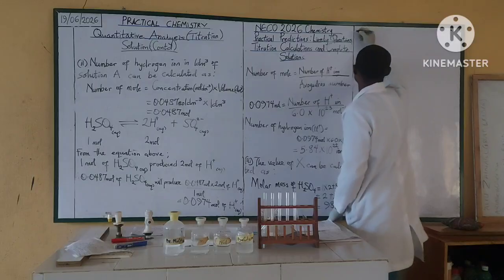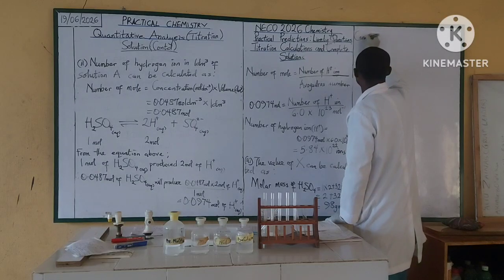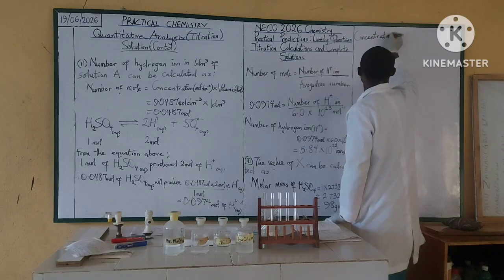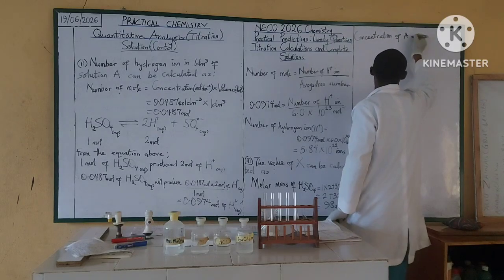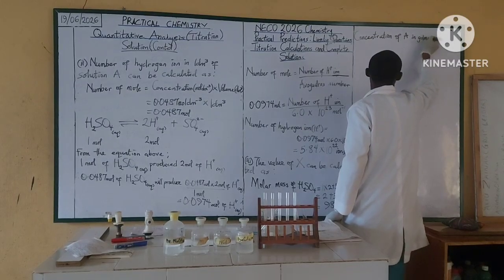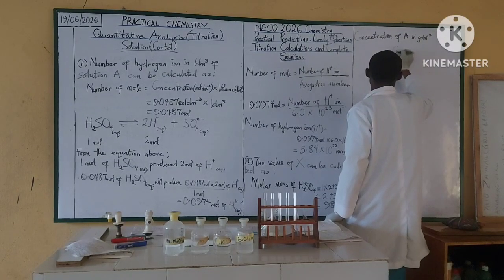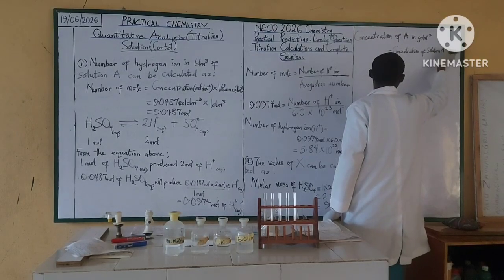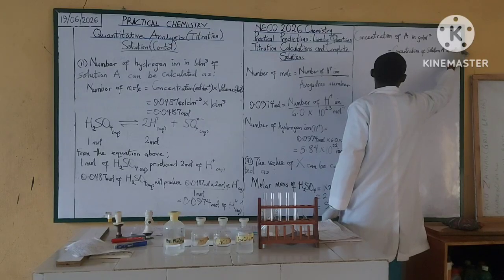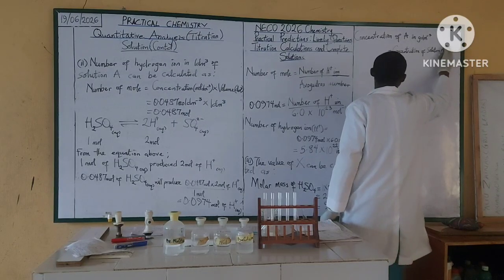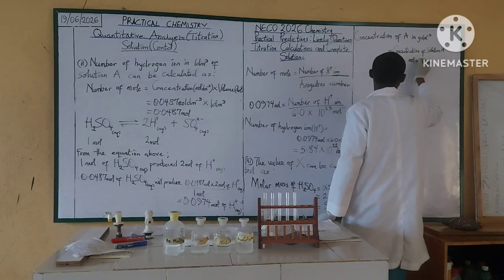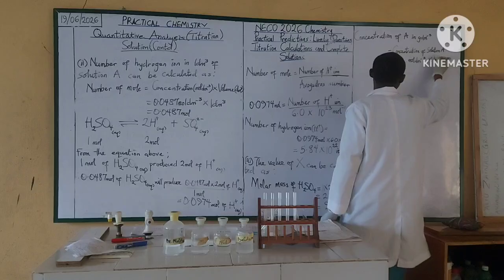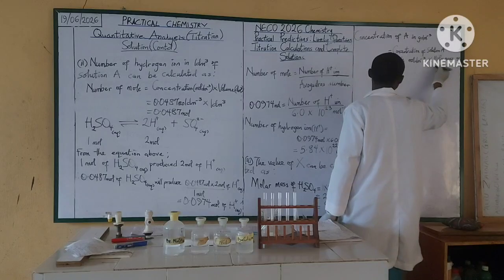Then we can now say concentration of A in gram per dm cube is equal to concentration of solution A in mole per dm cube multiplied by molar mass of H2SO4.